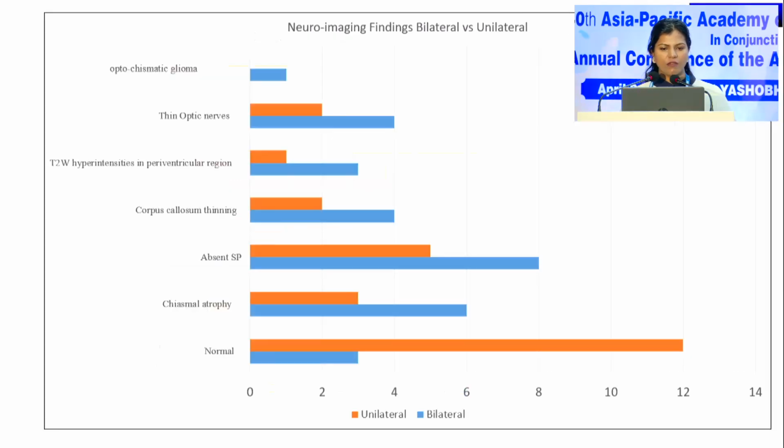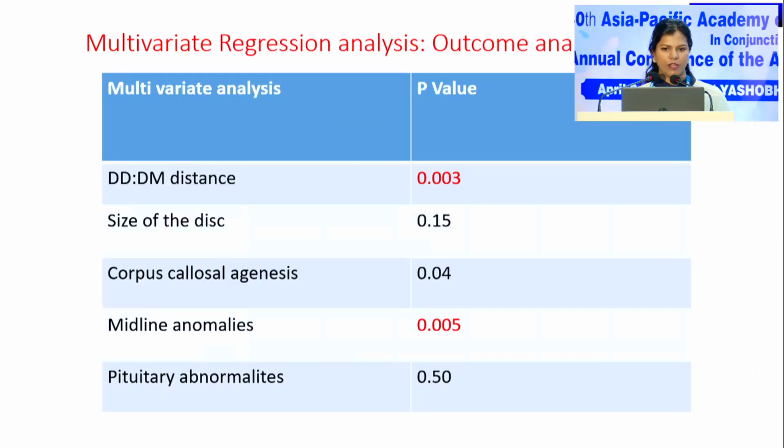The same thing was happening with bilateral as well, where the common finding in imaging was noted as chiasmal optic atrophy and absent septum pellucidum.